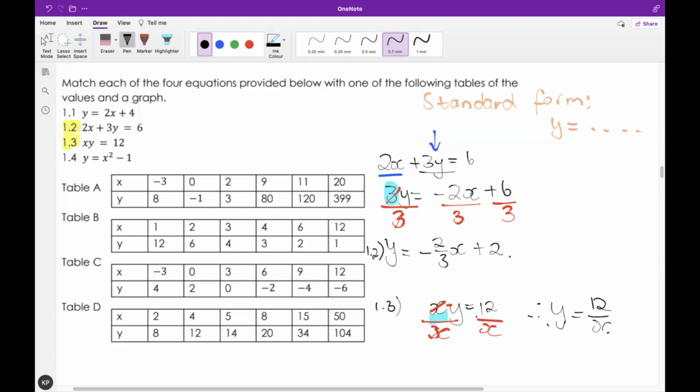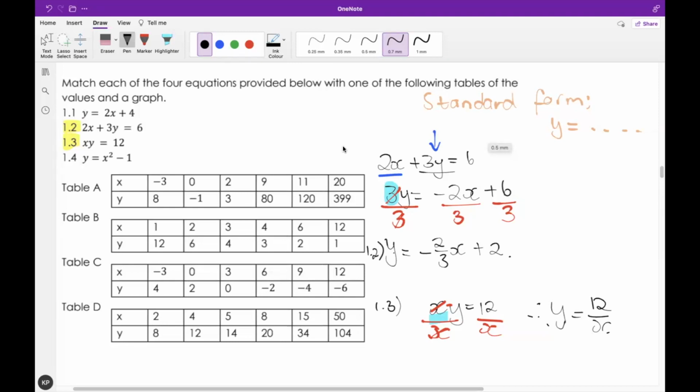Now let's try to match them. Is there anyone who has started trying to match them? Or are we just going to do it together? We can do it together. Yes, Senyani, you can unmute. Ma'am, I got table D and C. Table D and C. Yes.